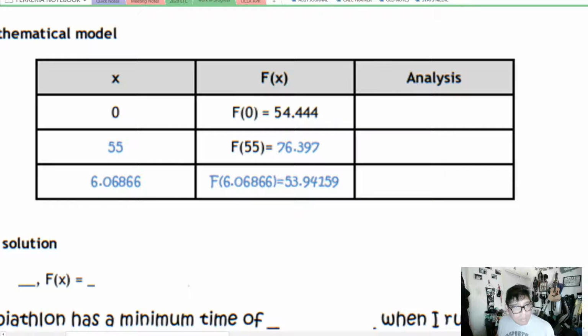Back on our paper, we have those values in there. So this looks like it's going to be the maximum time if x is 55, which would mean that we only ran 5 meters. That makes sense. And then this one over here, this is going to be our minimum time. So our minimum time is going to be if x is 6.06.